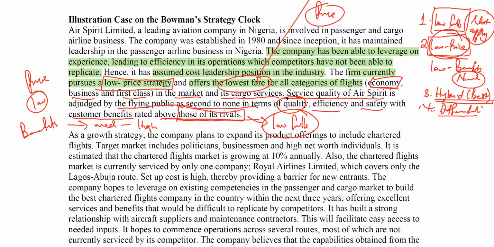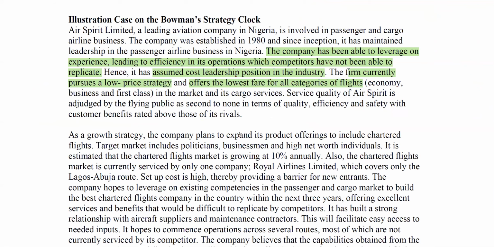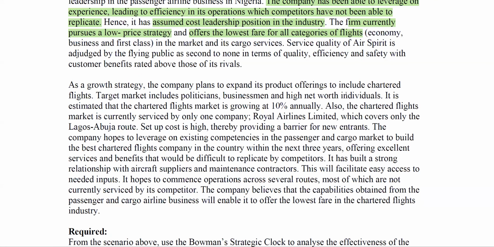Everybody okay? So from the get-go, you see you've come up with all the strategies, but we know low frills may not necessarily apply. It depends on further information, right? So as a growth strategy, the company plans to expand its product offerings to include chartered flights, and target market include politicians, businessmen, and high net worth individuals. So now where is it moving to?